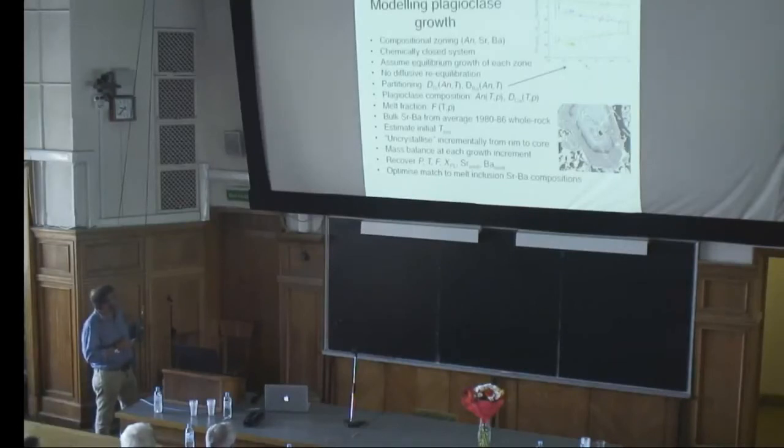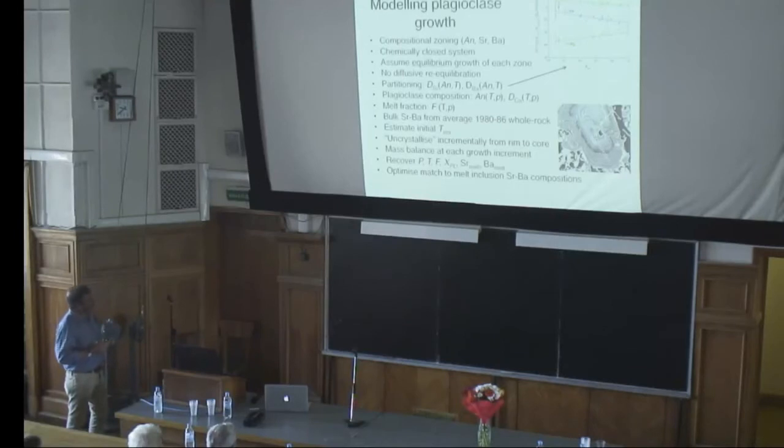We know the partitioning of strontium and barium between plagioclase and melt as a function of composition and temperature. That's from a paper that I've drafted. I've got a parameterization of plagioclase composition from all those many, many experiments, and melt fraction. My chemically closed system is going to have the composition of the bulk magma erupted in 1980 to 86. I'm going to use plagioclase-melt thermometry to get the temperature as the starting point.